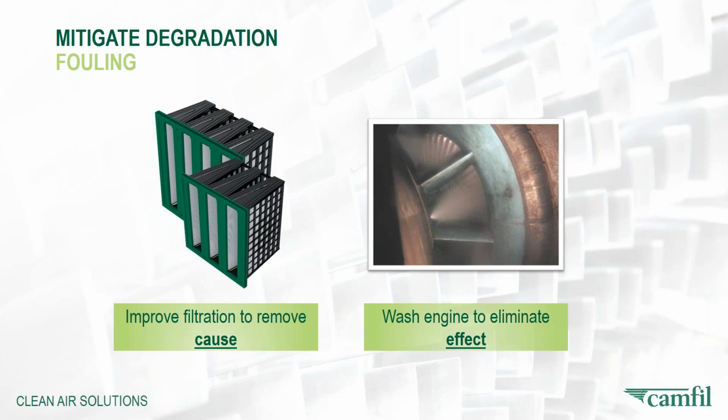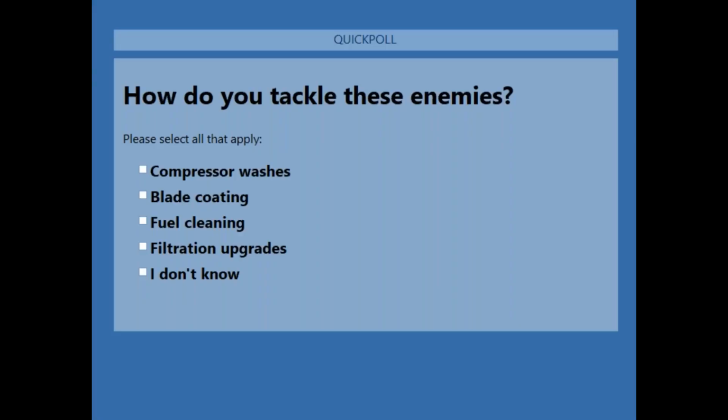So that leads us to our next poll question, which is, how do you tackle these enemies? Do you tackle them with compressor washes, blade coating, cleaning the fuel, upgrading your filtration, or you're not sure? If you take a minute to address those, that would be helpful. And I don't know, Tom, given the results of the first section, where fouling was a little more prevalent, but the others were a serious issue, I'm curious to see what kind of results we get here also.